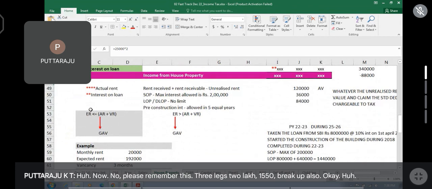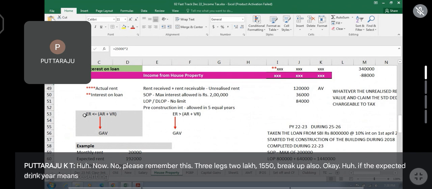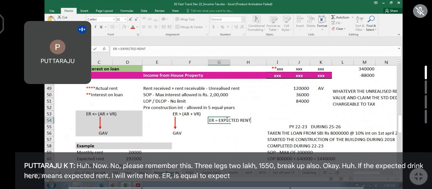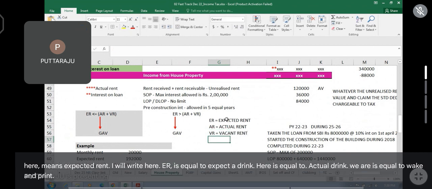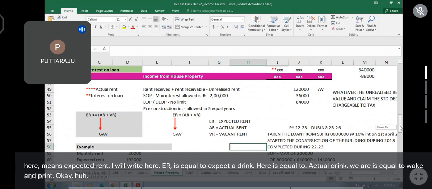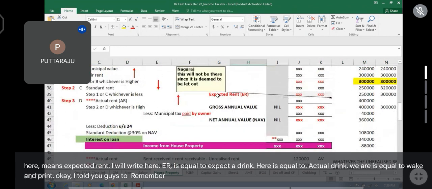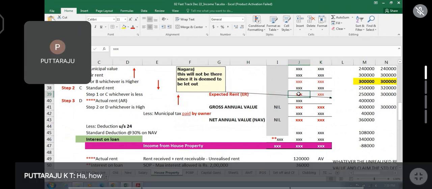I will write here. ER is equal to expected rent. AR is equal to actual rent. VR is equal to vacant rent. I told you guys to remember this. Yes or no? Yes, sir. How to arrive at this expected rent?